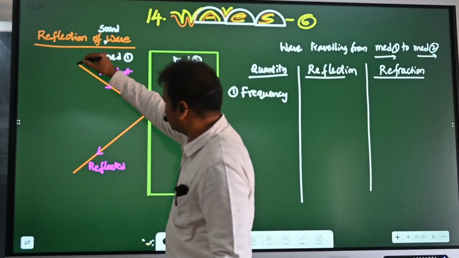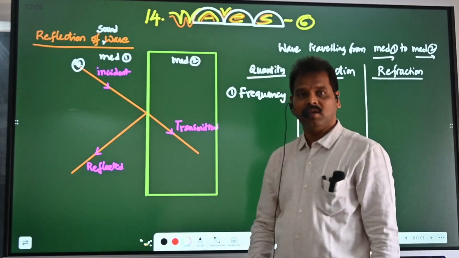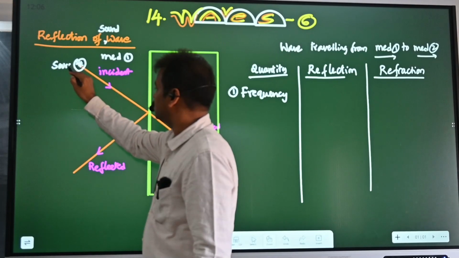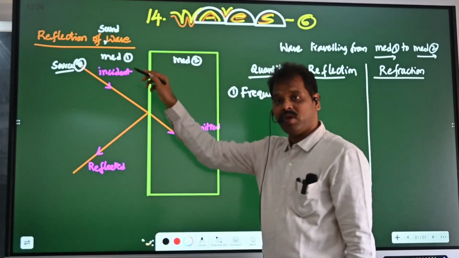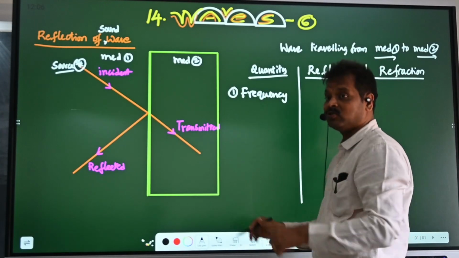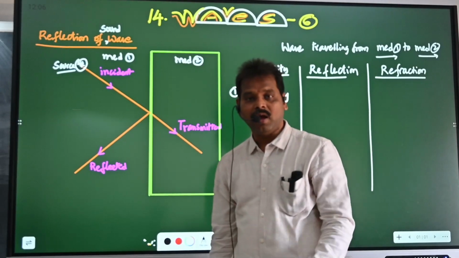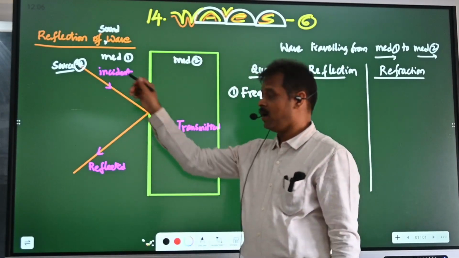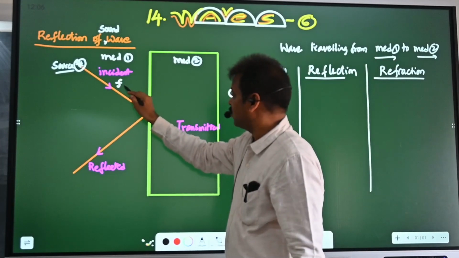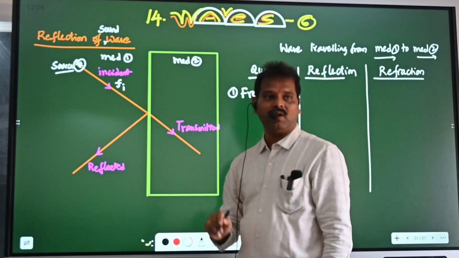Here, let us say this is the source from which this wave is starting its journey. This is the source. From the source, the wave is coming. While coming, the source is emitting, let us say, 100 waves per second. What is the frequency? 100 Hz. So here frequency is F. I will call this Fi. What is Fi? Frequency of the incident wave.